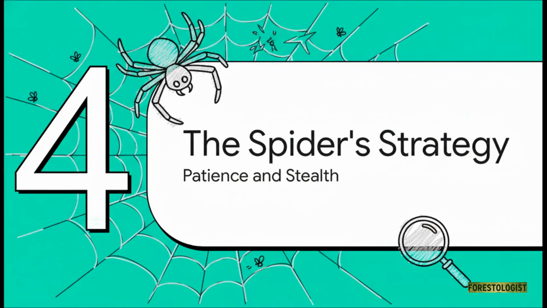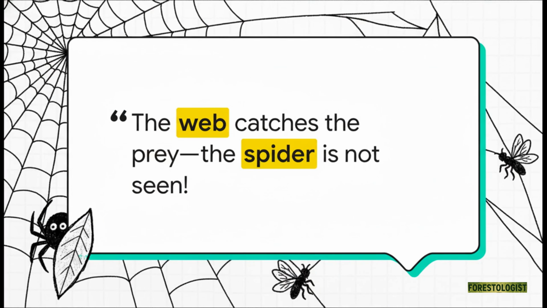But you know, the web itself is really only half the story. The spider's strategy is just as brilliant as its architecture. It's an absolute master of playing the long game, pure patience and stealth. The motto here is pretty simple. The web does the catching, the spider stays hidden. Think about it, this is a super low energy, low risk way to hunt. The spider doesn't have to go running out and exposing itself every time. It just lets its amazing trap do all the hard work. And that's not lazy, that is smart. It's pure efficiency. Saving all that energy is a massive evolutionary advantage.